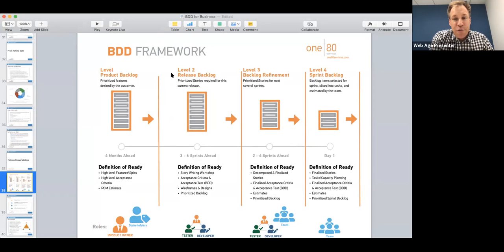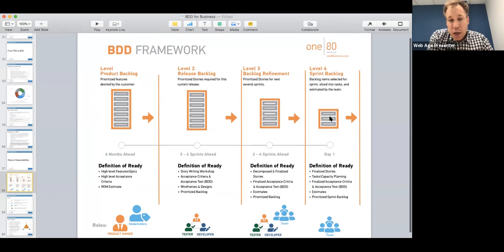is a BDD framework cheat sheet that I have, and I actually created this for a client recently, and I think it's so great that I've been sharing it with everybody else. Remember, I had told you before that there are many levels to the backlog. There's level 1, level 2, level 3, and level 4, right? So the backlog progressively gets refined as you go. Now, each one of these down here, each level, I put a little role section at the bottom on who is involved with each section.